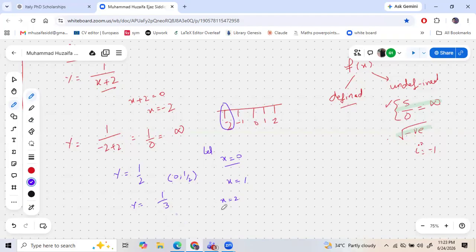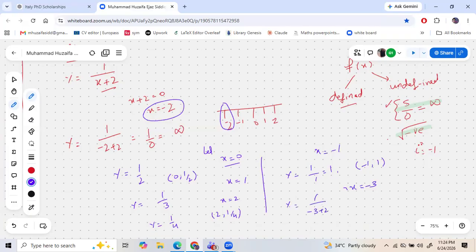Before this, we are checking where the function is unbreakable. Just for your understanding, when we put x is equal to 0, this is 1 over 2. When we put x is equal to 1, this is 1 over 3. And when we put x is equal to 2, you can just put 2 or 3 points randomly from the positive side, and from the negative side, also checking at the point 0. When we put x is equal to 2, you have y is equal to 1 over 2 plus 2, 1 over 4. And same for the negative side. If I put x is equal to minus 1, this is 1 over 1, so this is minus 1 and 1. We have already checked x is equal to minus 2. And when we put x is equal to minus 3, y is equal to 1 over minus 3 plus 2, this is minus 1 over 1, equal to minus 1, so minus 3 and minus 1.